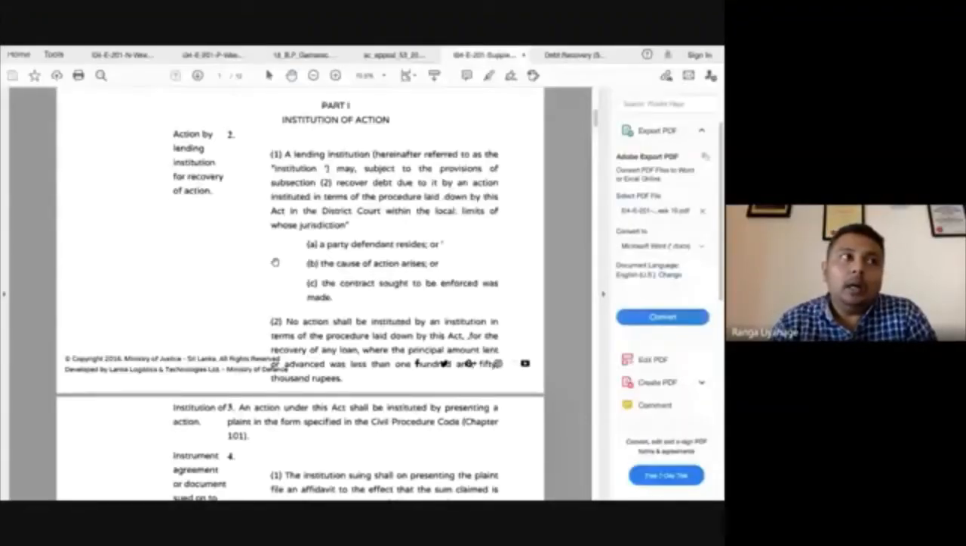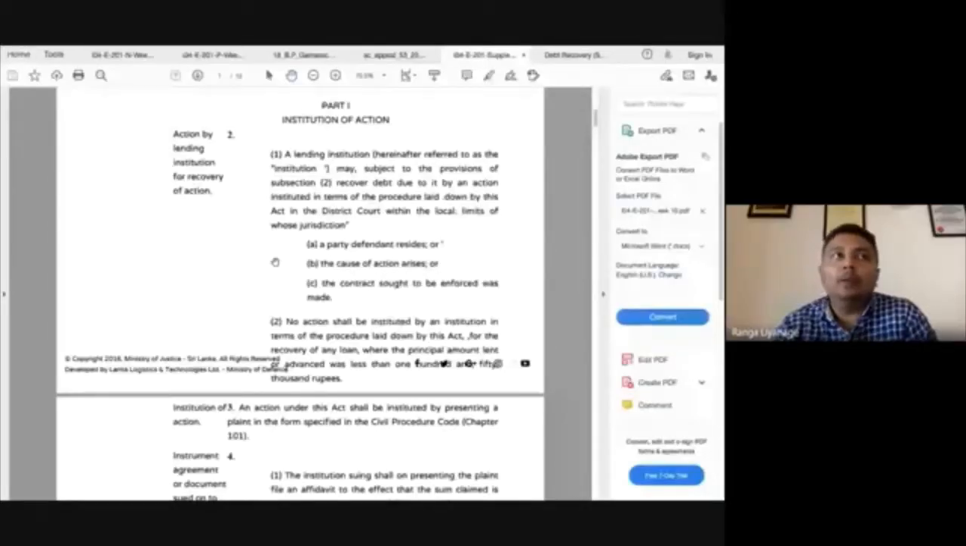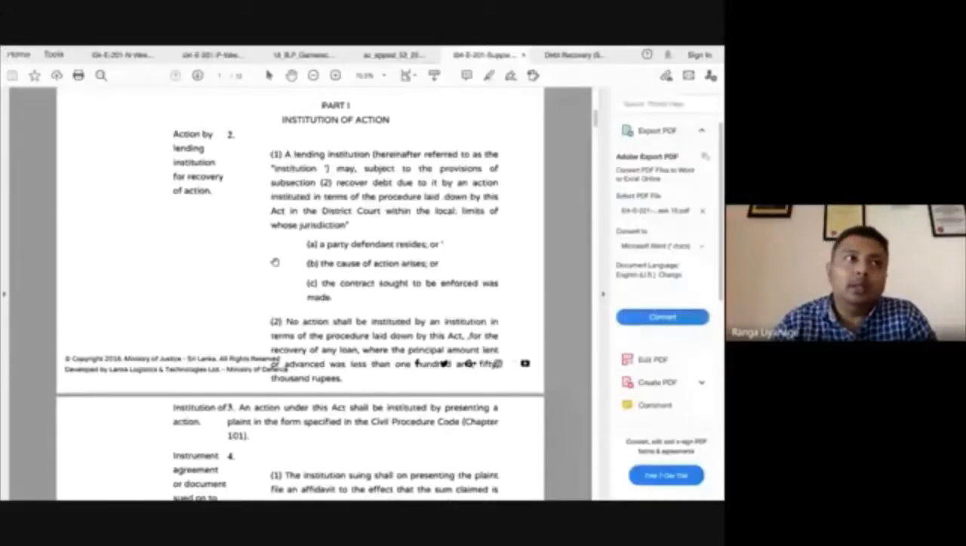I want to mention that when there are money recovery cases, the monetary value of the particular case determines the relevant court in which you have to file the action. For all commercial matters, disputes arising out of commercial matters where the value of the case is over 25 million, you cannot go to the district court. You have to go to the commercial high court if it is in Colombo.